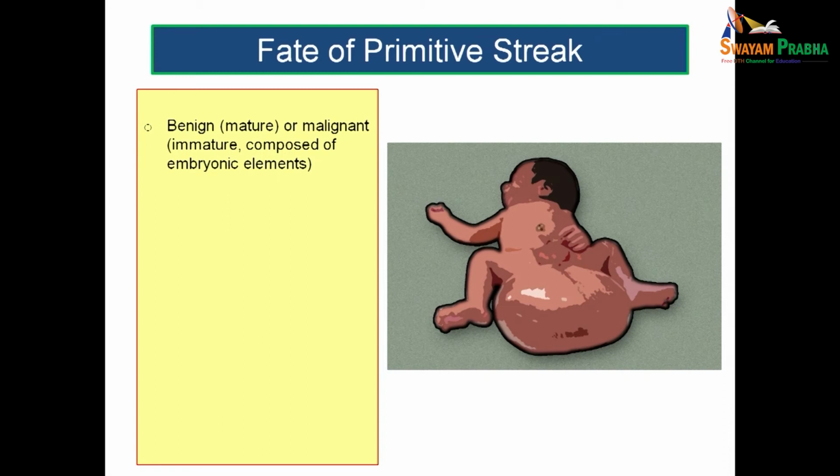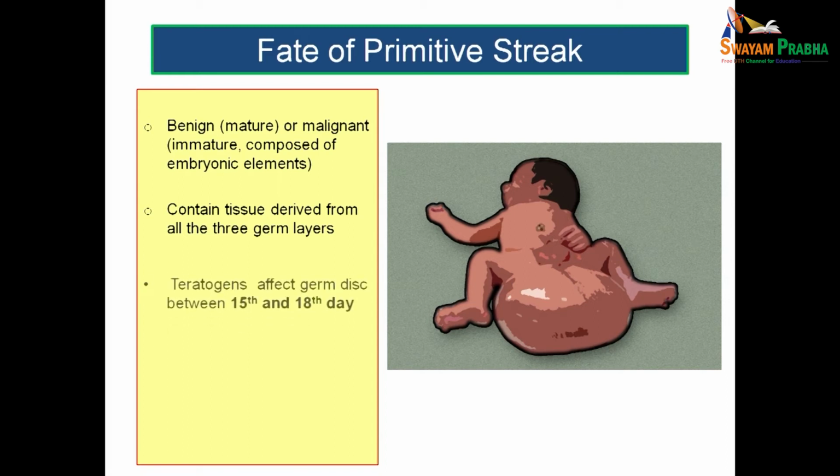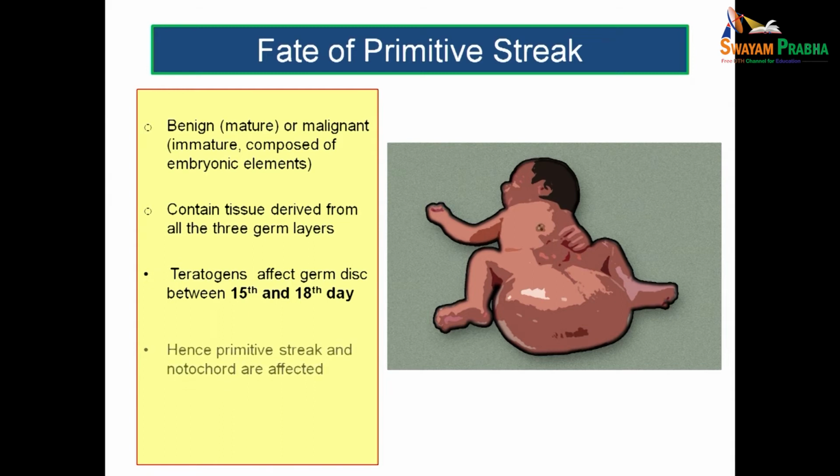Now the teratoma can be either benign, that is mature ones, or malignant, that is immature ones. The immature ones will be composed of embryonic elements. The word teratoma means it contains tissues derived from all the three germ layers. The teratogens mainly affect the germ disc between the 15th and 18th day of intrauterine period. As a result, the primitive streak and notochord are affected the most compared to the rest of the structures.